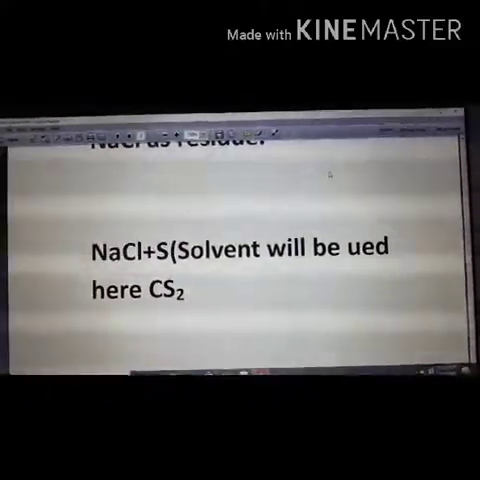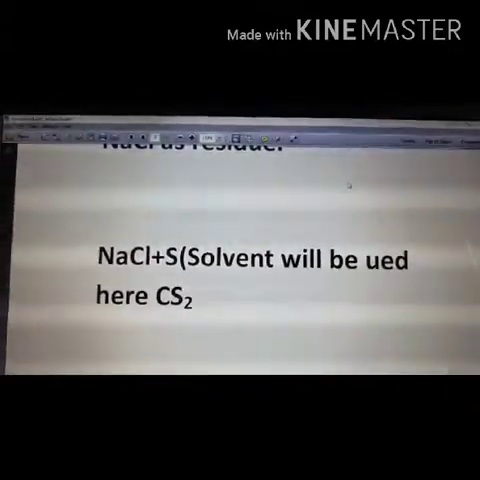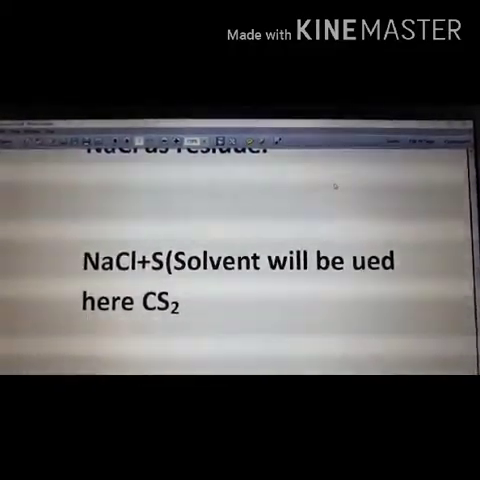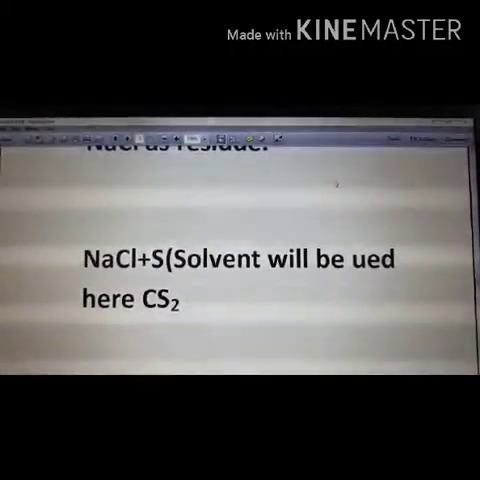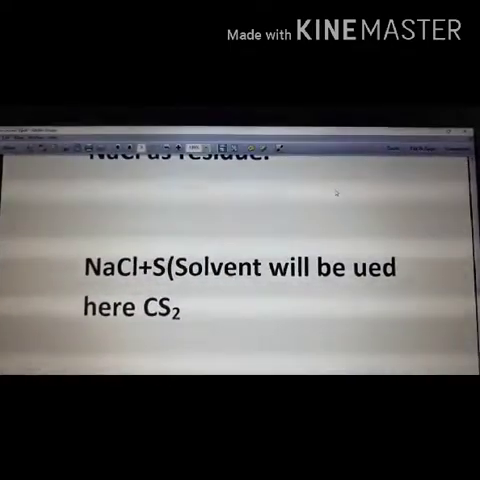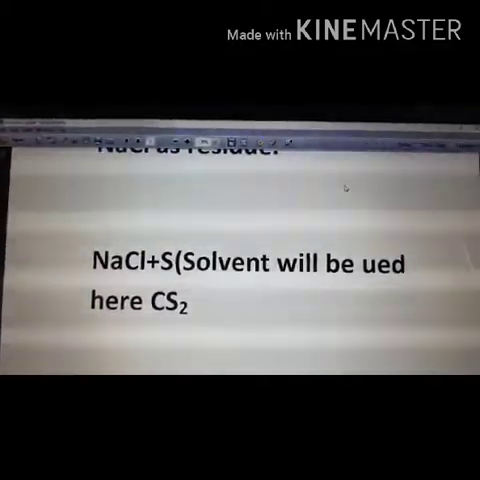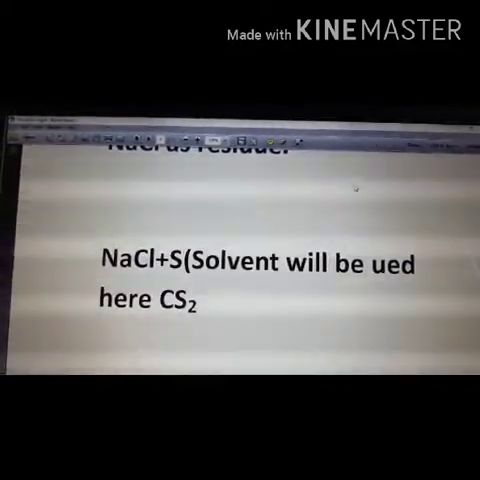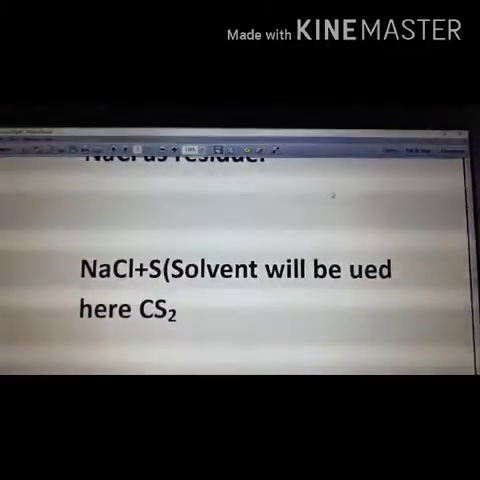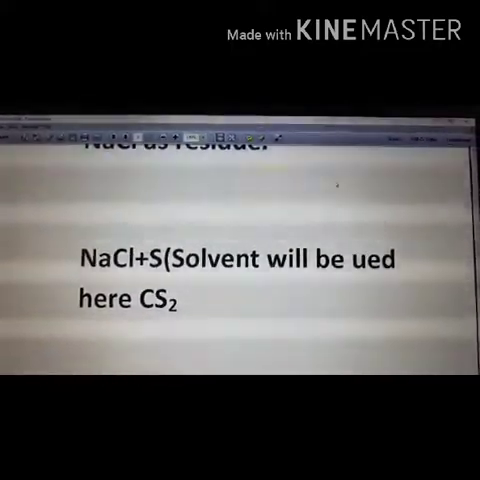Now another mixture, we can take as an example NaCl and sulfur. Here the solvent used is carbon disulfide. Carbon disulfide can dissolve sulfur. That means on adding carbon disulfide to this mixture, sulfur will be dissolved, and NaCl will remain undissolved. On filtration with a filter paper, NaCl will be separated, and the sulfur dissolved in carbon disulfide will go into the filtrate. Then heat it. On heating, carbon disulfide will be vaporized and the sulfur will remain as a residue.